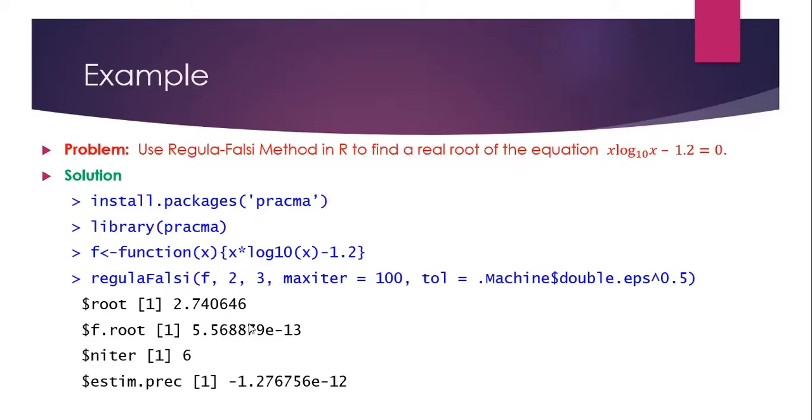Just recall the value that we got using our computational method. So f dot root is this, this is the error, and this is the number of iterations. Within 6 iterations, that is within x6, we found the root. So this is how you use R programming to find the root of a transcendental equation using the Regula-Falsi method.